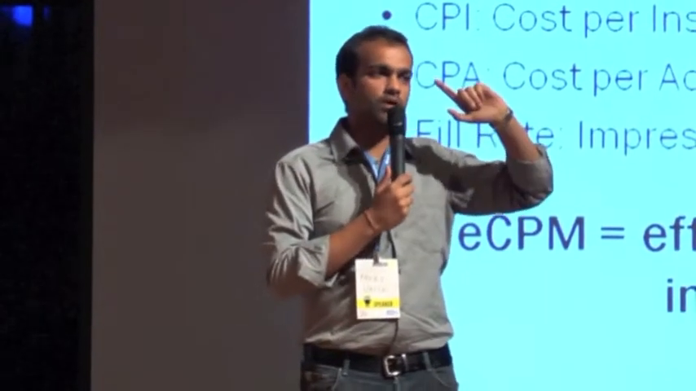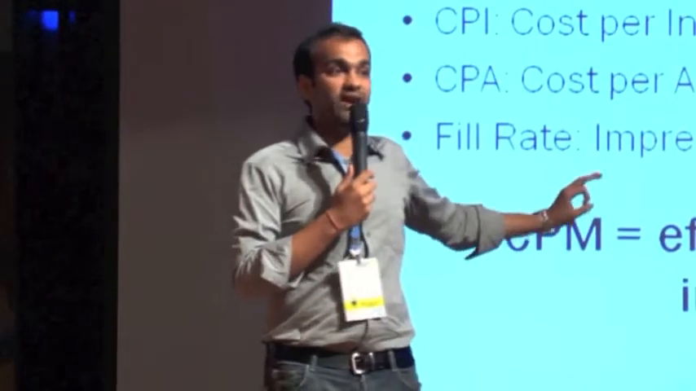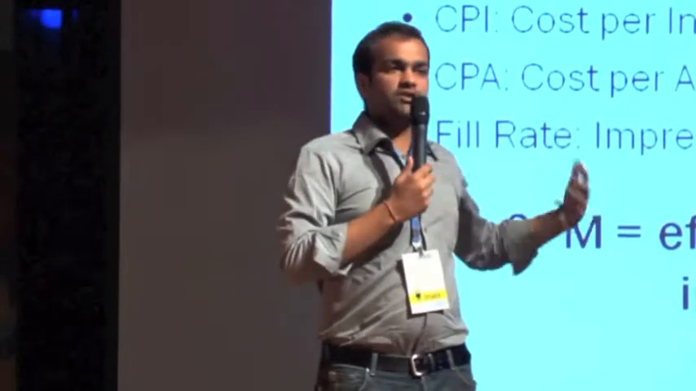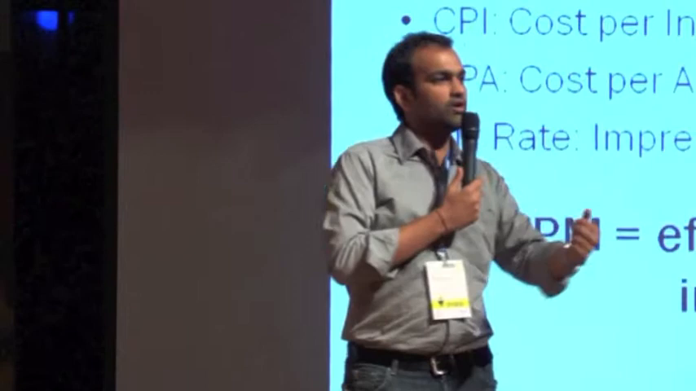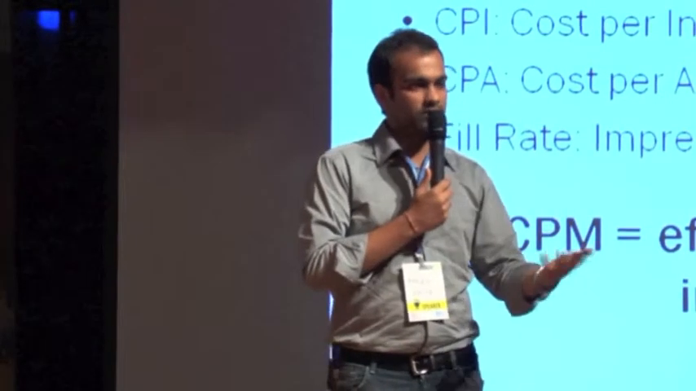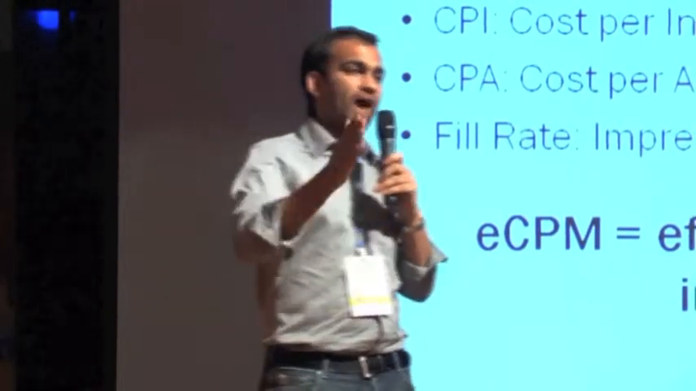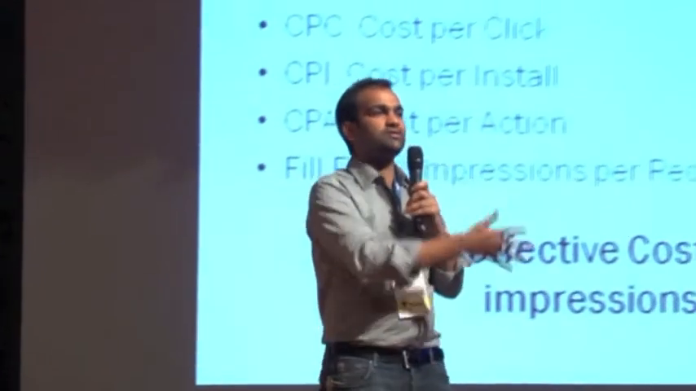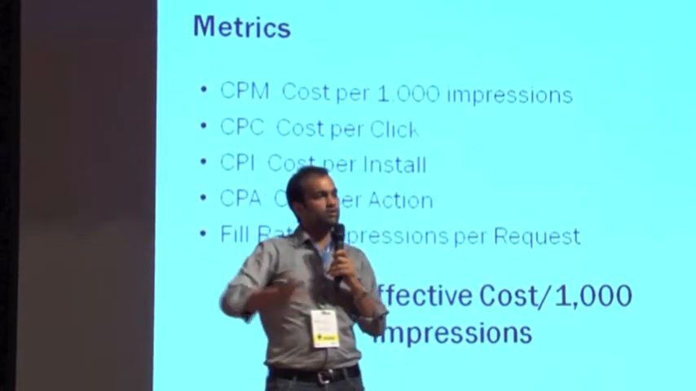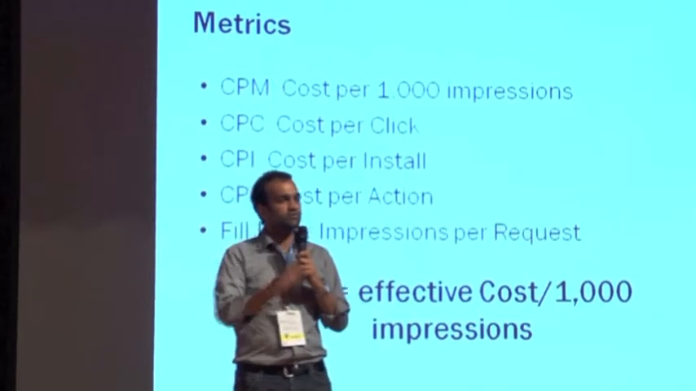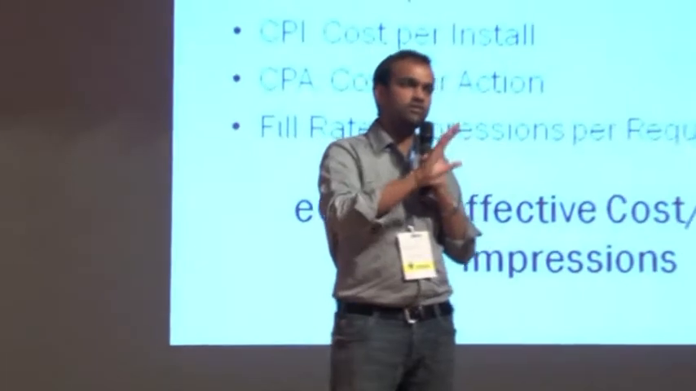Now that we have so many different models, like CPC, CPI, CPA, CPM, how do you actually measure and compare one versus the other? Say, if I'm clicking on an ad, the developer makes money, versus I'm just showing an ad, the developer makes money. How do you compare those two? So you back everything out into your ECPM, which is, no matter how you get paid out, the revenue or cost you're making per thousand impressions. That is everything that you need to measure upon.